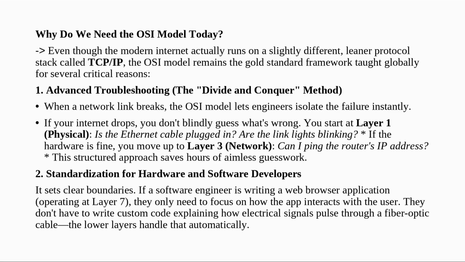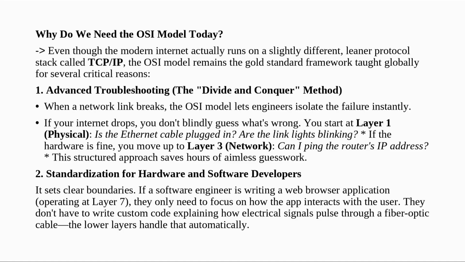If the internet drops, you don't blindly guess what's wrong. We start with layer 1, which is the physical layer. We think, is the internet cable plugged in? Are the link lights blinking? If the hardware is fine, we move to the network layer, which is layer 3. Can I ping the router IP address? This structured approach saves hours of aimless guesswork. And if that's not the issue, we move to layer 7, which is the application layer. This is why we still learn the OSI model, and it is important.